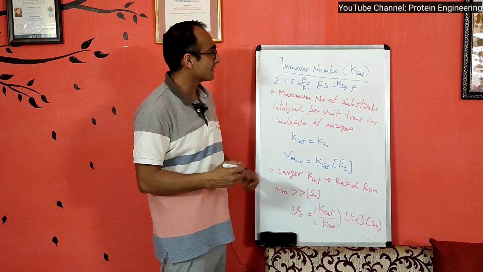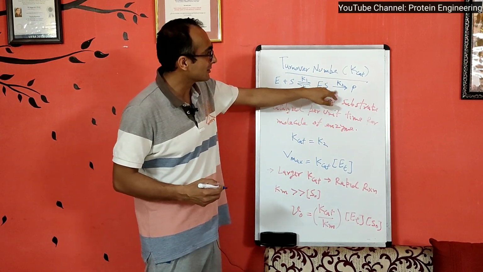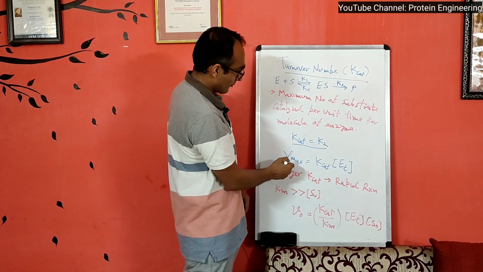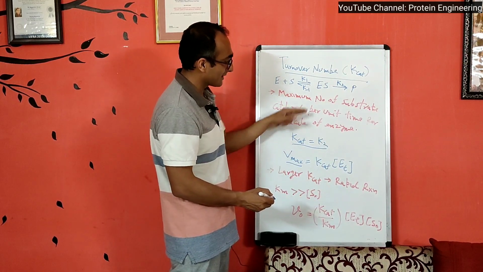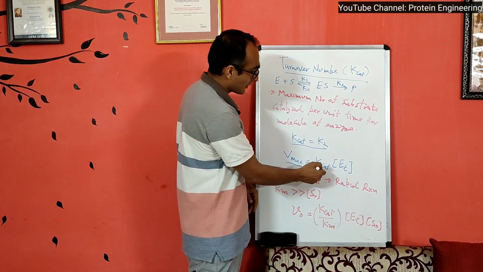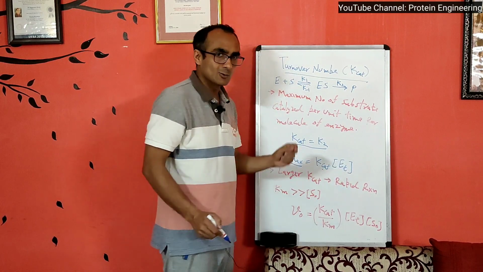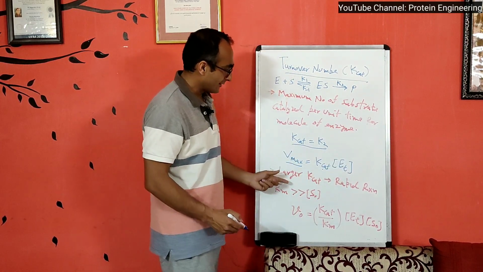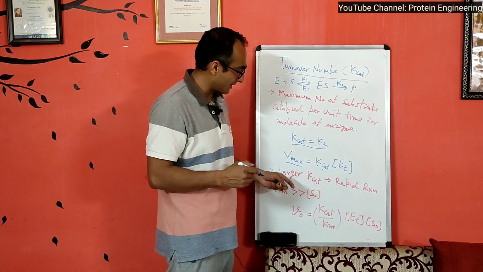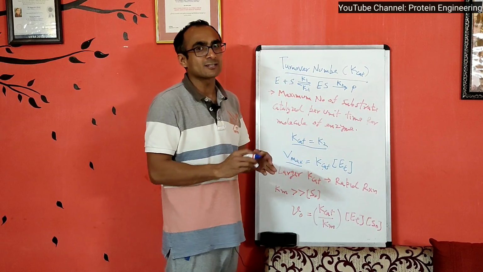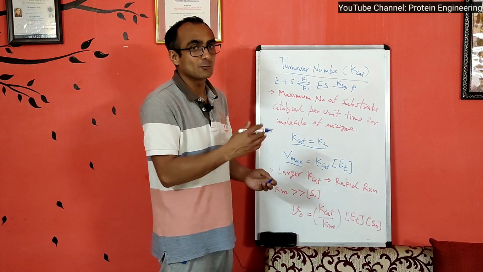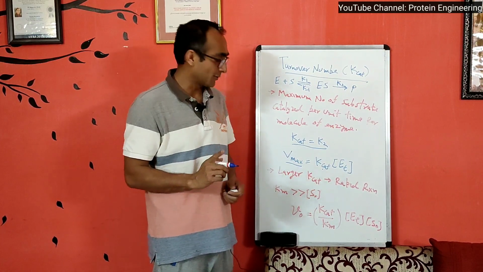Kcat experimentally is equal to the rate constant K2. So kcat is equal to K2, and we know that Vmax depends on K2. So K2 can be derived as kcat. So Vmax is equal to kcat into ET, the total enzyme concentration, and if for an enzyme a larger value of kcat is there, it means the reaction speed is very high. It can convert many more substrate molecules into product per unit time per molecule of the enzyme.